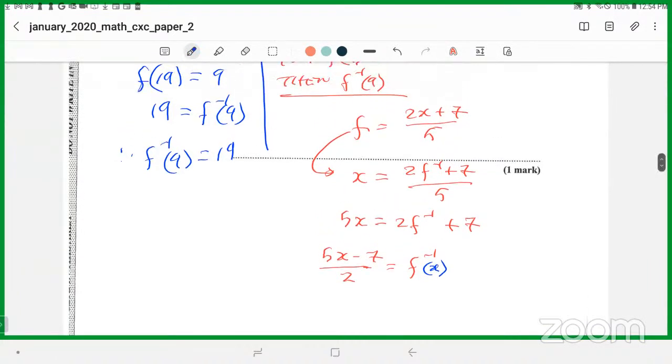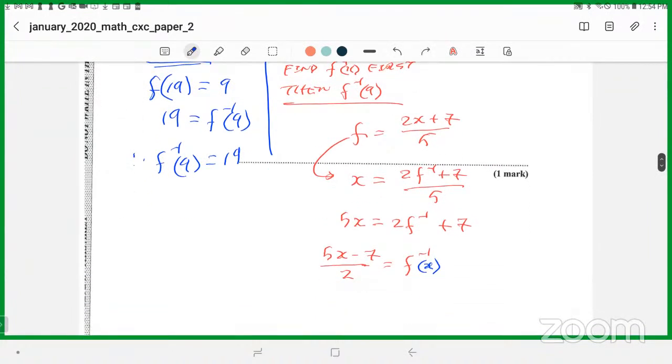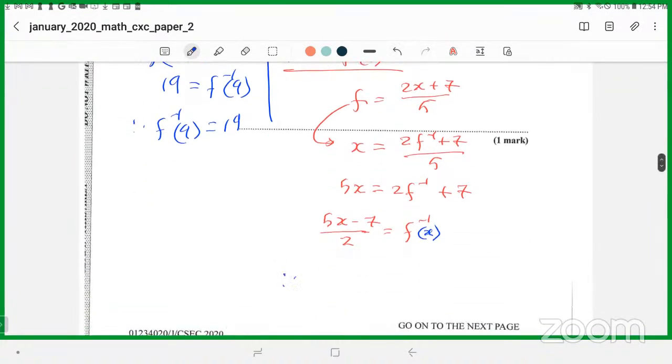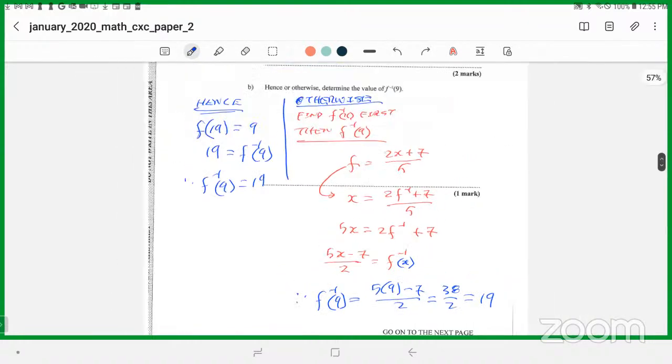And so if you want f to the minus 1 of 9, it means that you plug 9 now into this. So f to the minus 1 of 9 means that we'll plug the 9 here. It would be 5 times 9 minus 7 over 2. If you work that out, you're going to get the same 19 because 5 times 9 is 45, 45 minus 7 is 38, and 38 over 2 is 19. So you get the same 19 as the answer. All right, that is it.